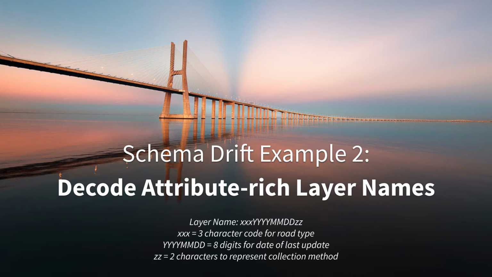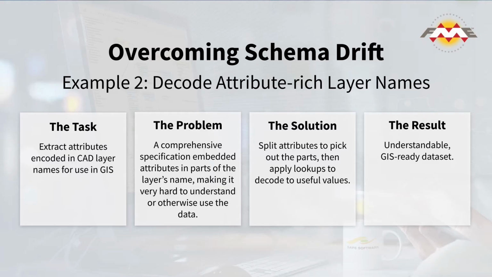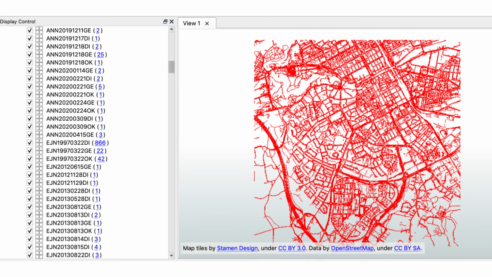This is also an example that we have come across a few times where folks have encoded attributes into the layer names. So the layer name is some combination of things totally unintelligible to a human, but very intelligible to the spec, where you have a chunk that's the 3-letter code for roads, some other stuff, the date, and then the data collection method. And so these attributes are in there, but they're not at all useful for analysis because they're very hard to get at. And so the solution is we're going to split those out to pick out the parts and decode them into useful values.